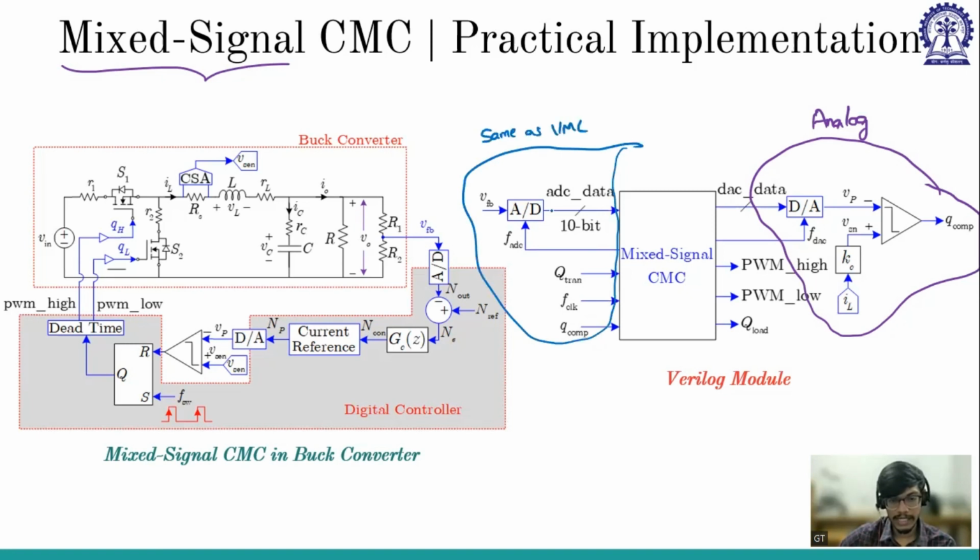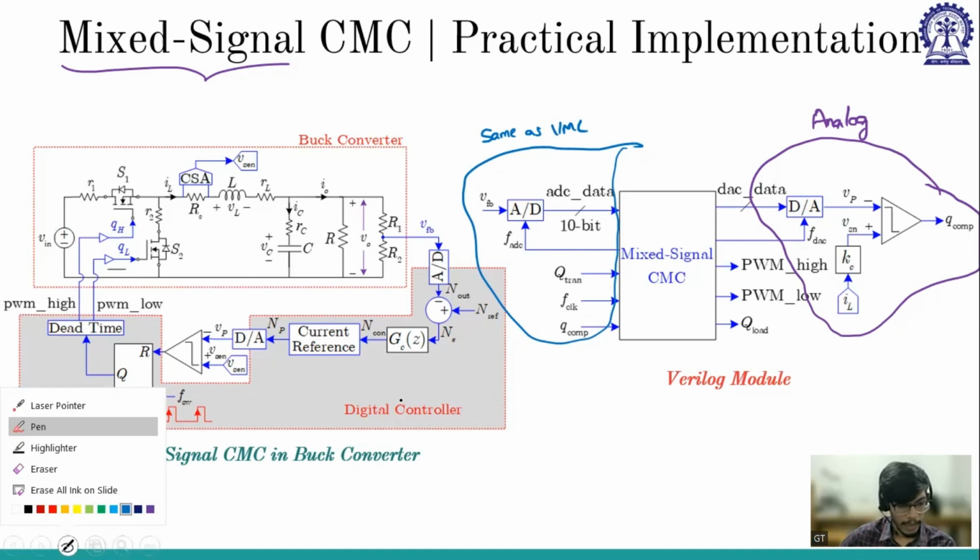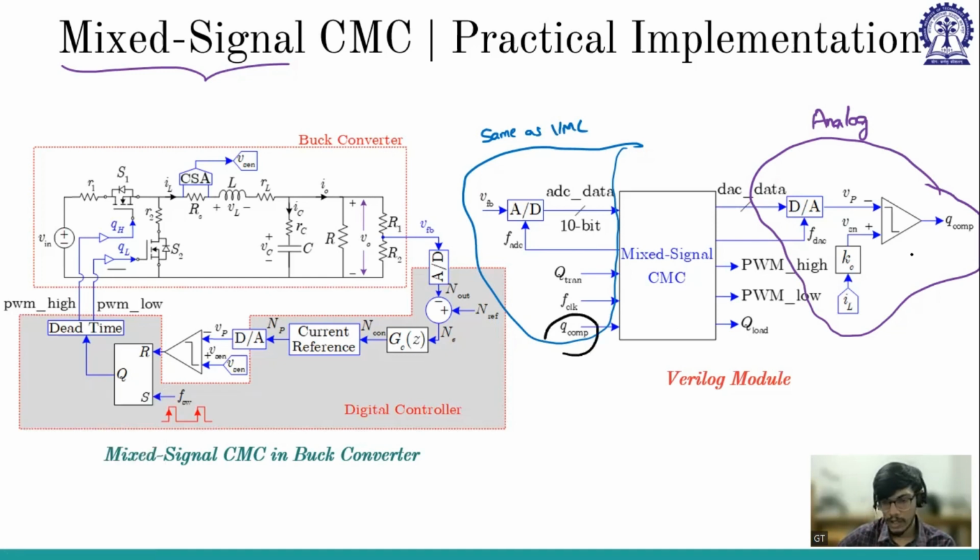So this ADC is giving 10-bit data, and then there is the clock and Q comparator. This Q comparator is coming from the comparator output. If we talk about the output, the DAC data is going to the digital to analog converter, which gives us I reference, which is being compared with the inductor sensed equivalent voltage, and the output is Q comparator.